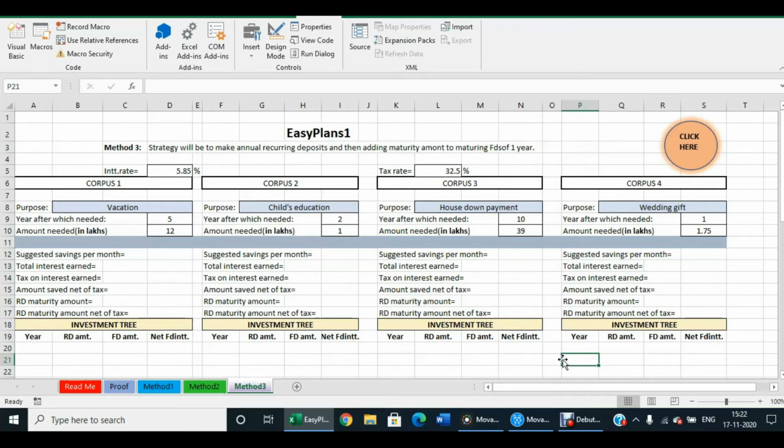Let us now look at another method for reaching our financial target. This one is a bit more complex. It is based on creating a recurring deposit for 1 year, then converting the net maturity amount into a fixed deposit for 1 year. In the next cycle, the maturity amount of fixed deposit net of tax will be increased by the maturity proceeds of the recurring deposit, and a new 1-year FD will be created. This cycle will continue. Let us understand by looking at the model closely.